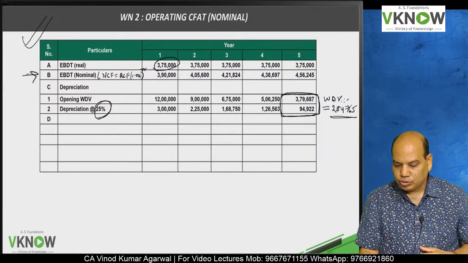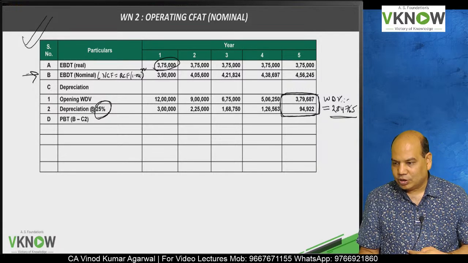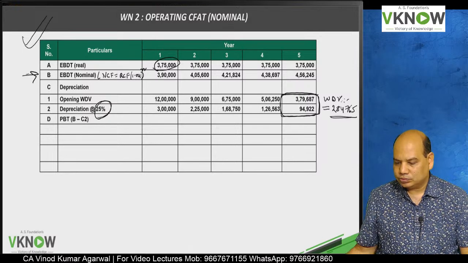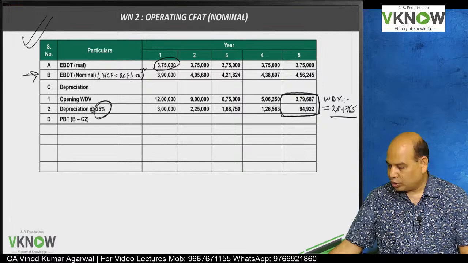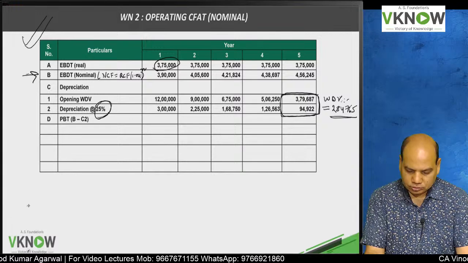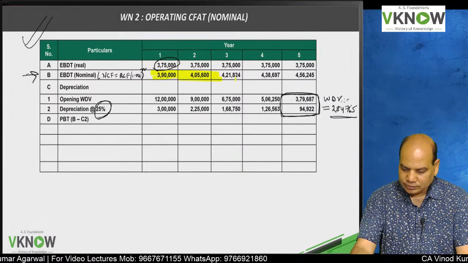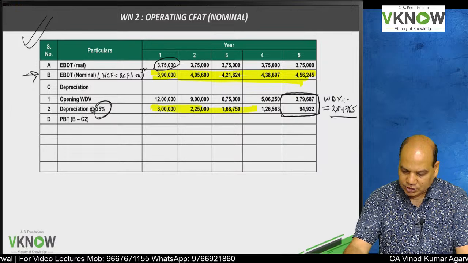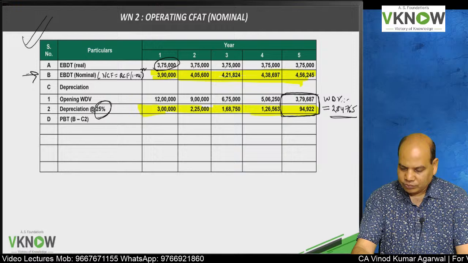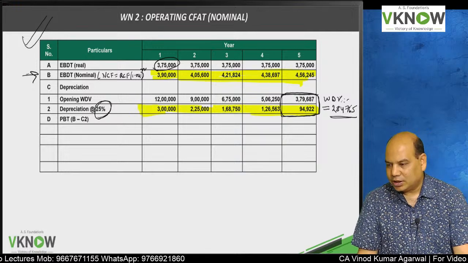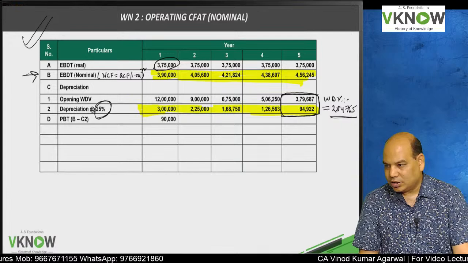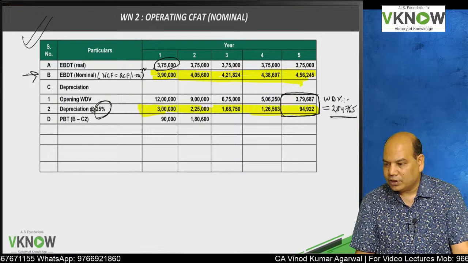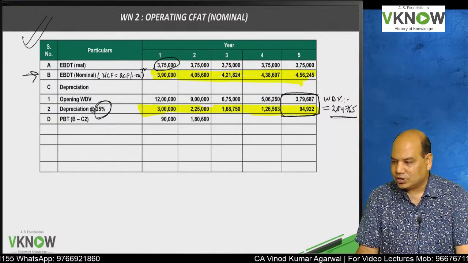Can we move ahead? Now write down PBT. PBT will be point B minus point C2. Take this line minus this depreciation. Okay, do it yourself. 390 minus 3 lakh, 90,000. 4,05,600 minus 2,25,000. 1,80,600. Yes, very good.